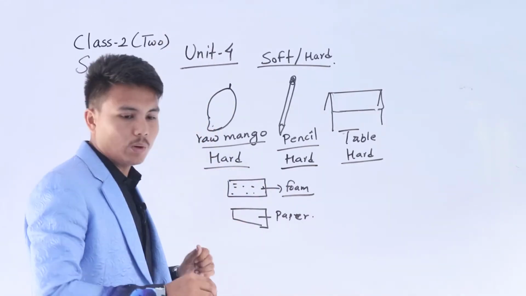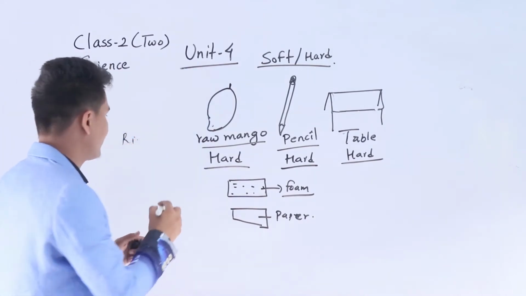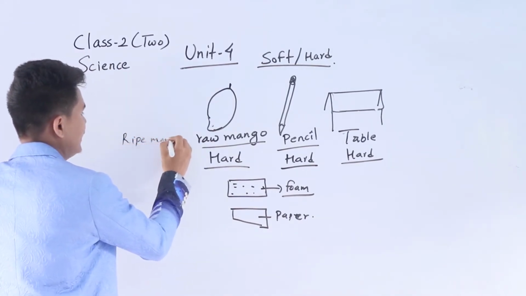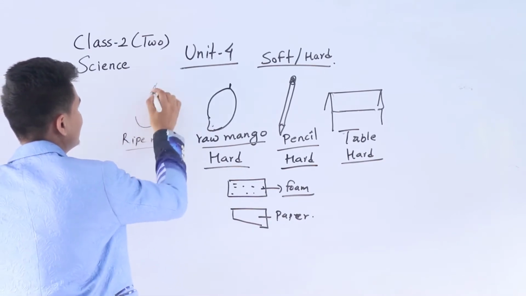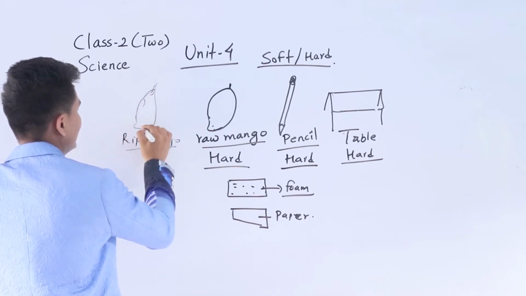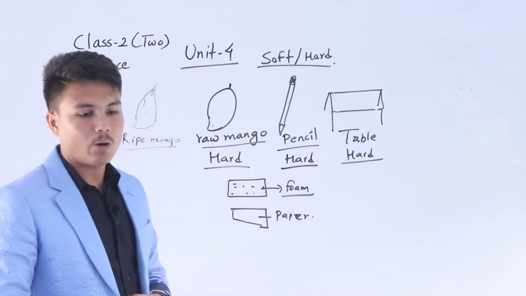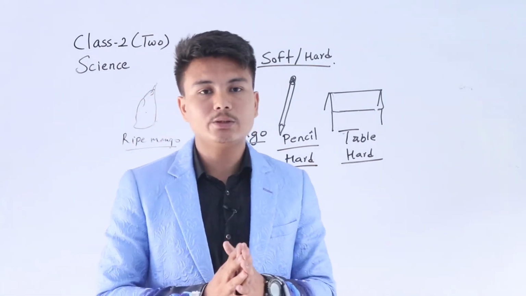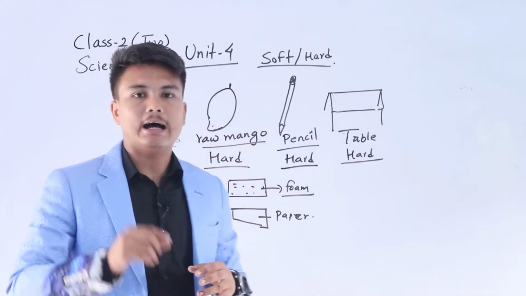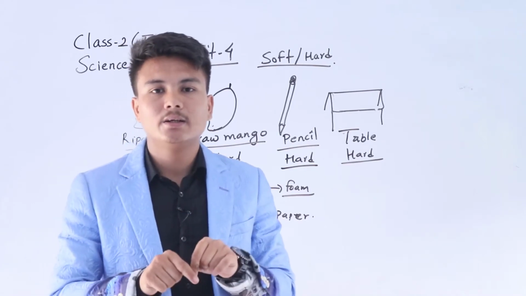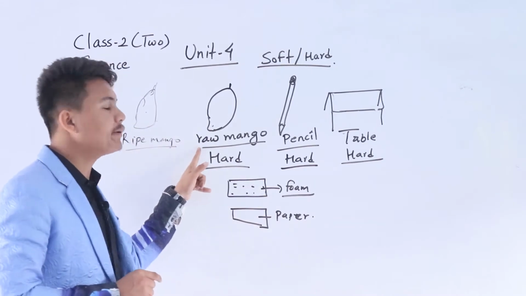For example, what is the difference between raw and ripe? Then say raw and ripe. If both mangoes are the same color, that is green. Okay, so both are green, but one is raw, another is ripe. How could you find? If we see them together, they both are the same. They both look green in color, but after touching it, after pressing it, we can easily find whether it is hard or whether it is soft. Obviously, raw mangoes are very hard.